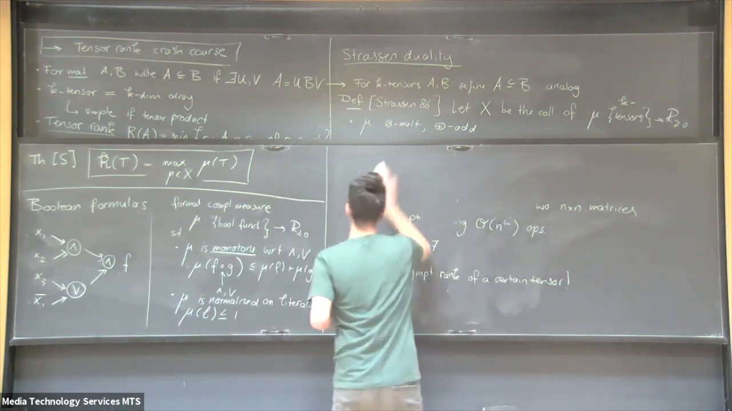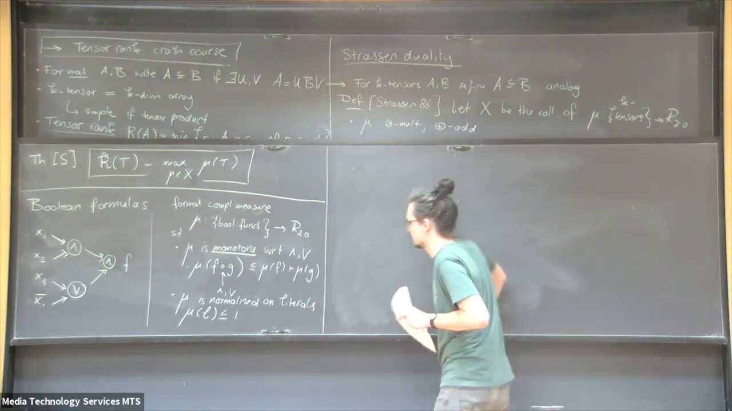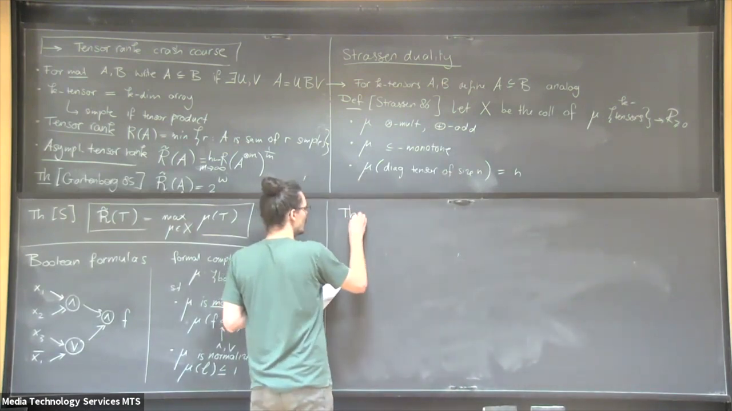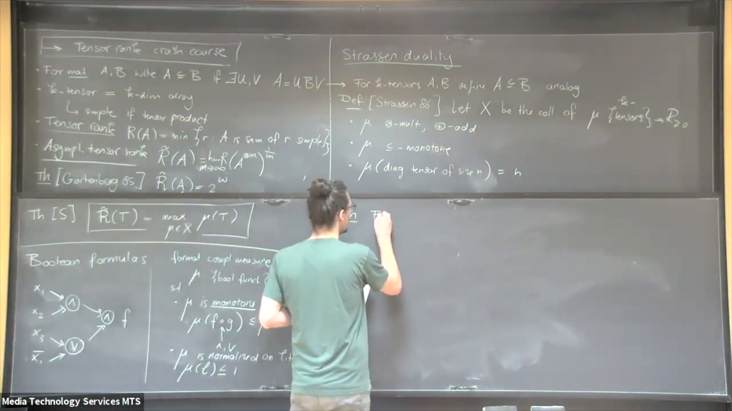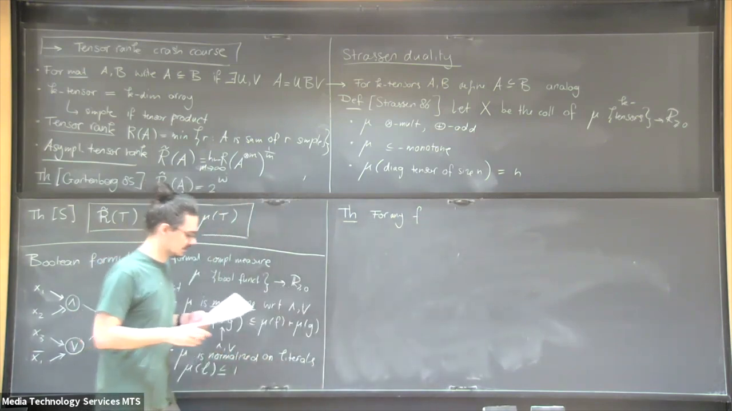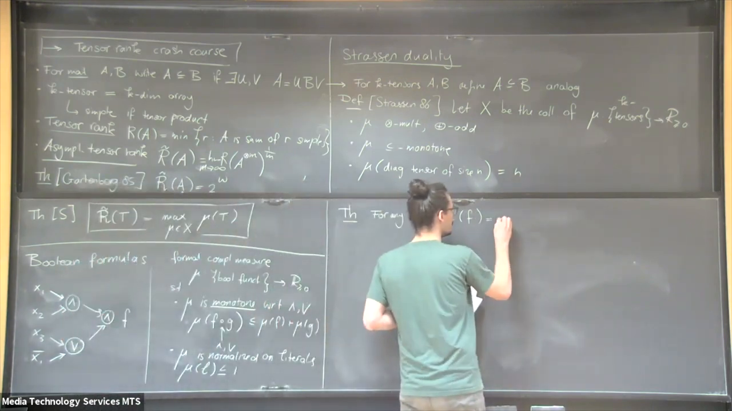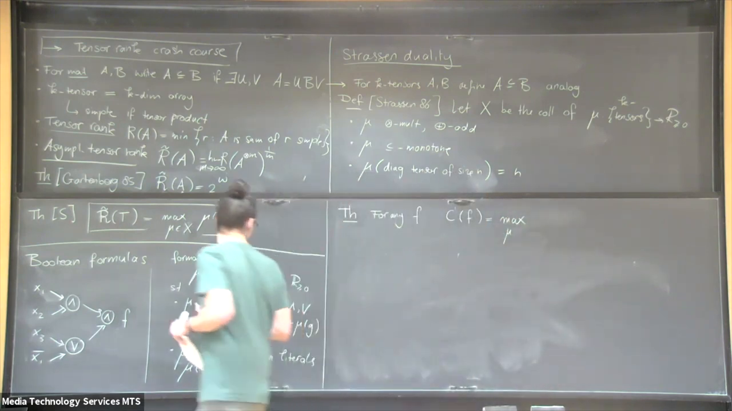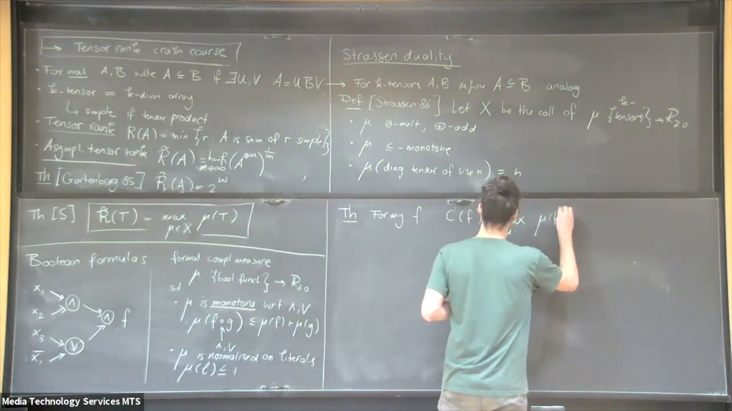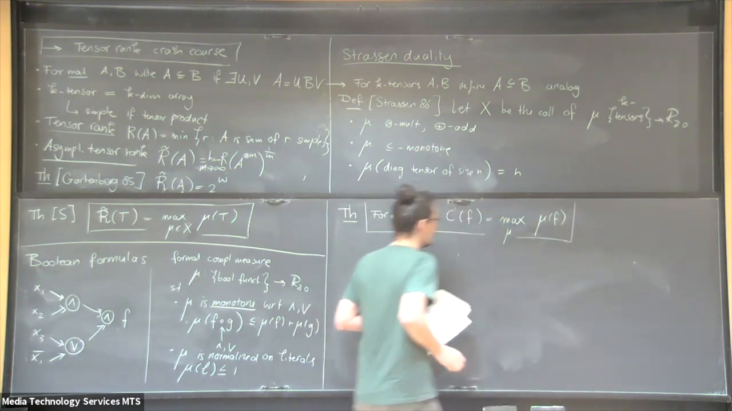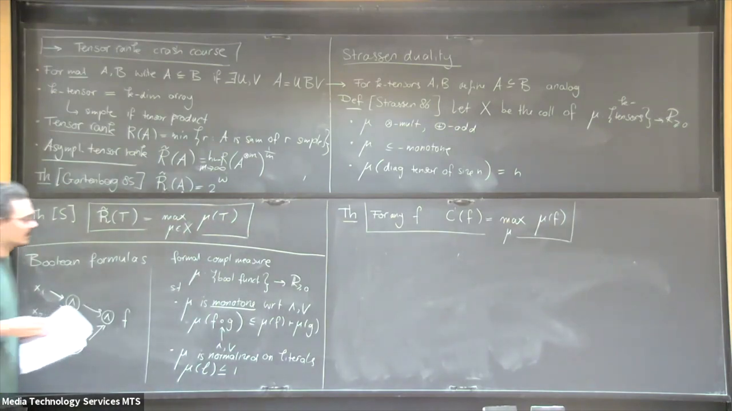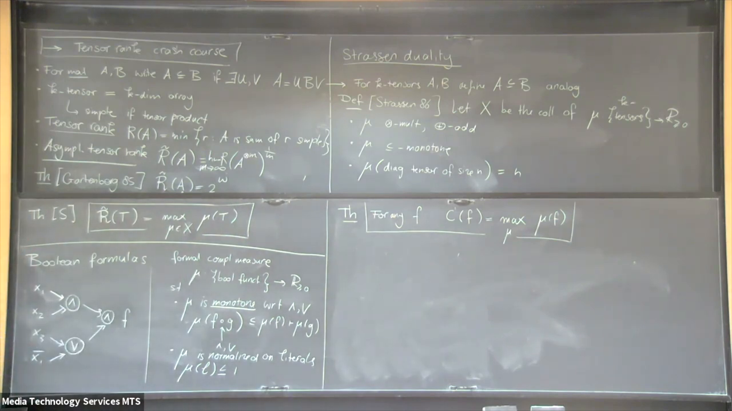Now, how do you use these? This is kind of a folklore theorem. Namely, for any Boolean function f, the formula size C of f equals the maximum over all these mu's of mu of f. This is a simple theorem, really not complicated. By C of f, I mean the formula size of a Boolean function: the smallest size of a formula that computes f, the smallest number of leaves in a tree that produces f.